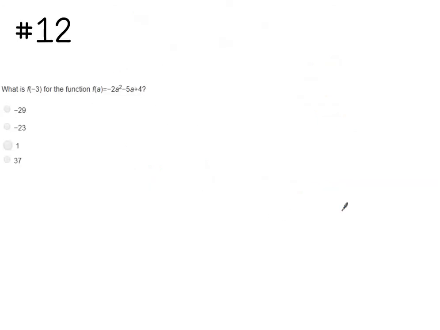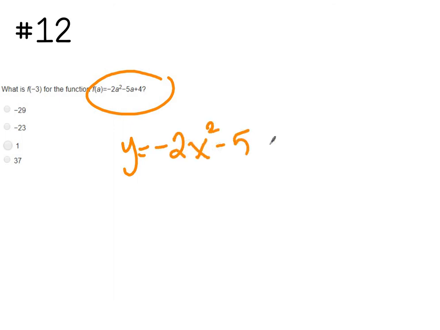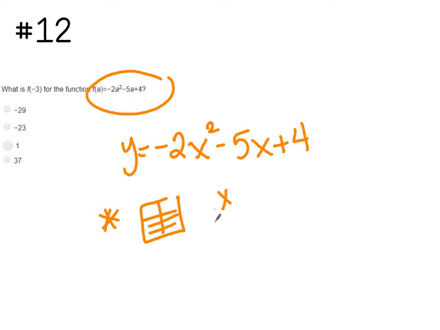Again, same idea with number 12. The only thing is when you graph this in Desmos, I would replace that a with an x. So I would do negative 2x squared minus 5x plus 4. Go ahead and graph it. And then remember, you're going to change that to the table value by going to the little settings wheel and then selecting the table. Then seeing, when x is equal to negative 3, what output does that give me?